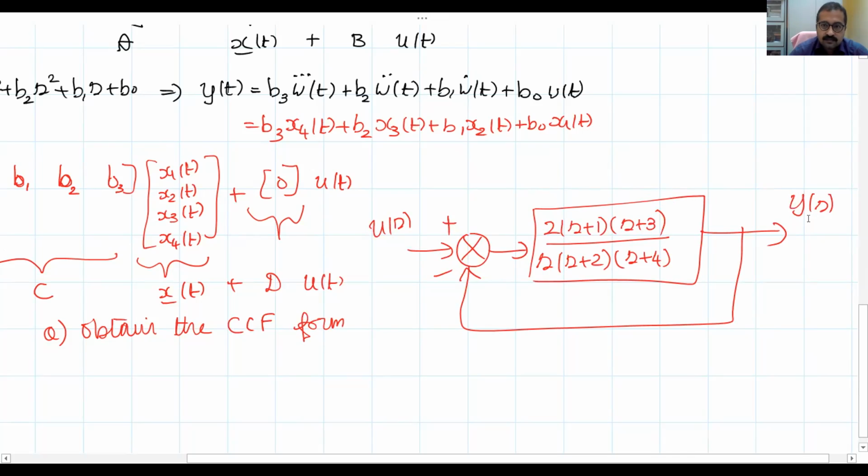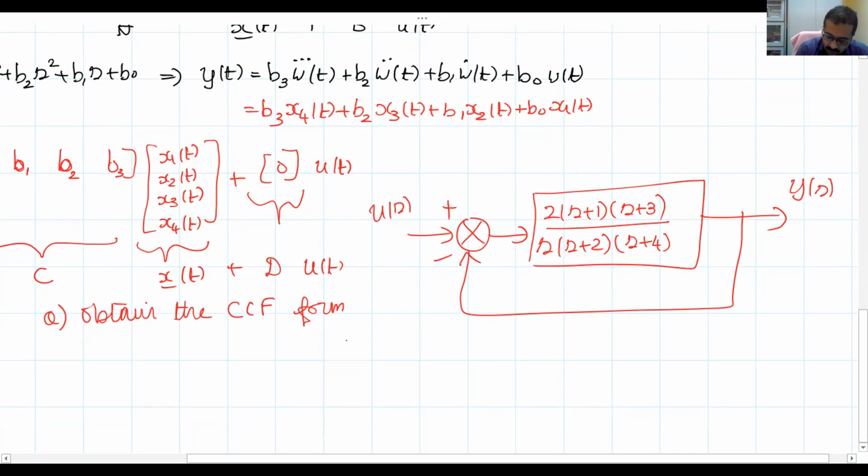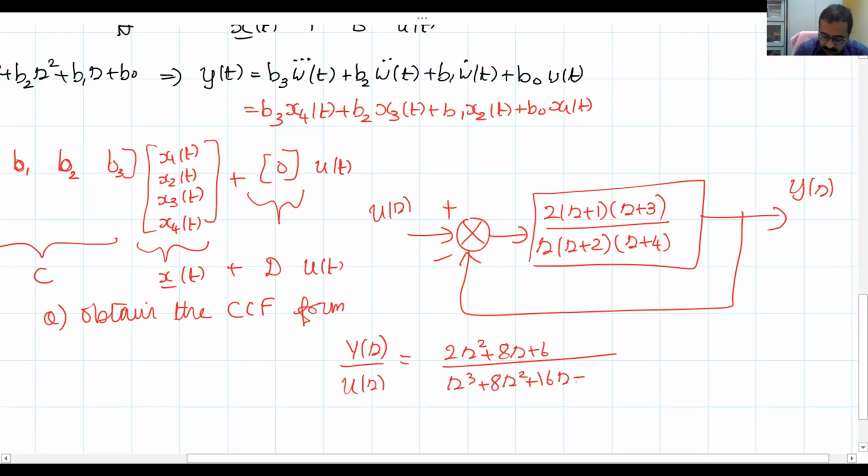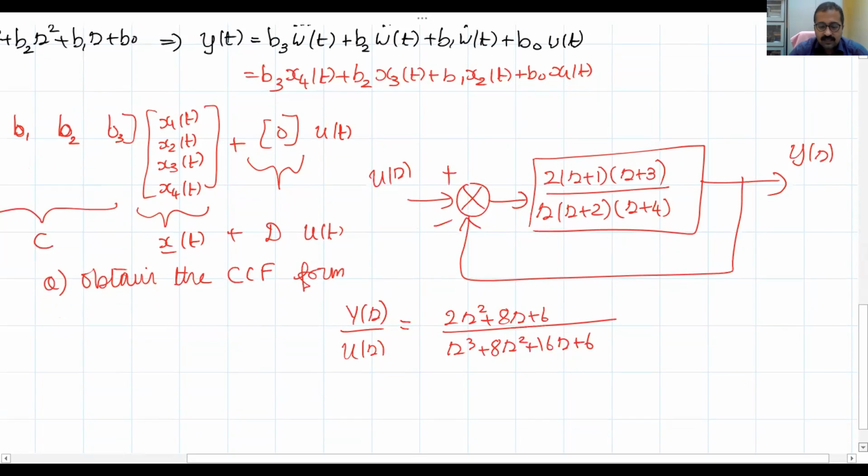So what you have to do first? First we have to find the total transfer function. So what is y of s by u of s? This is in unity feedback form, G divided by 1 plus G of s. When you simplify that, you will get 2s square plus 8s plus 6 divided by s cube plus 8s square plus 16s plus 6.